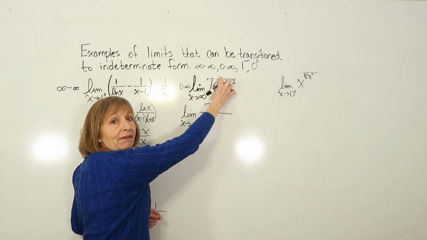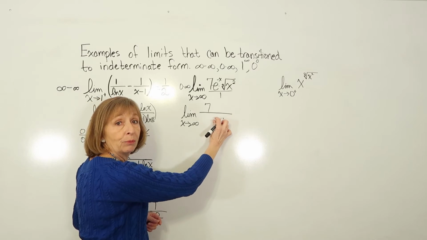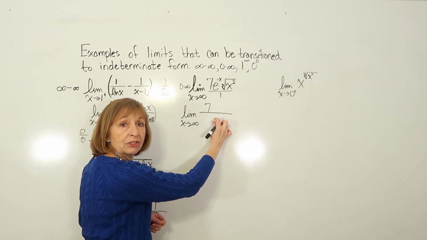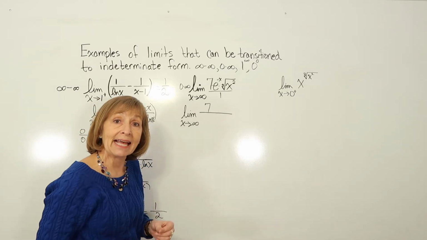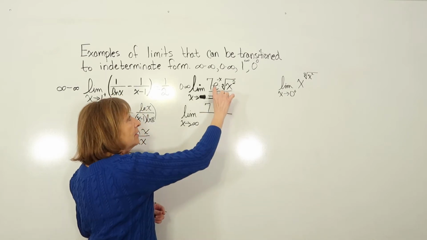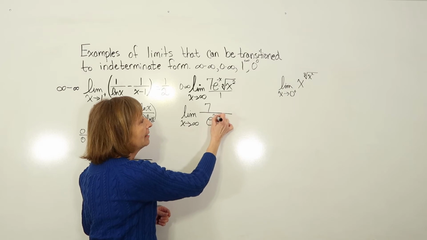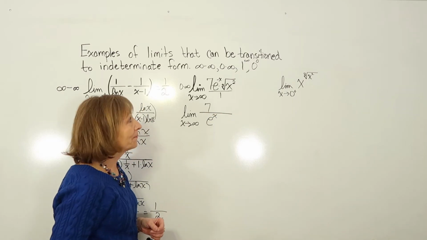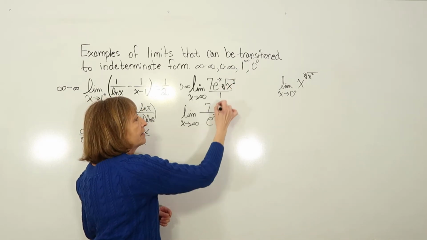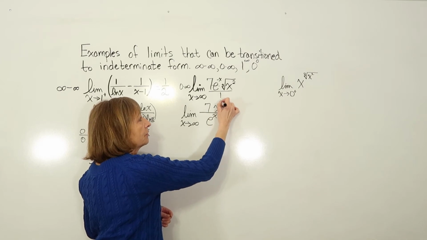This e to the negative x, I'm going to move into the denominator, and when you move that exponential expression into the denominator, you change the sign of the exponent. So if it's e to the negative x in the numerator, it's e to the positive x in the denominator. And then the cubed root of x squared we're going to write as x to the 2/3 power.